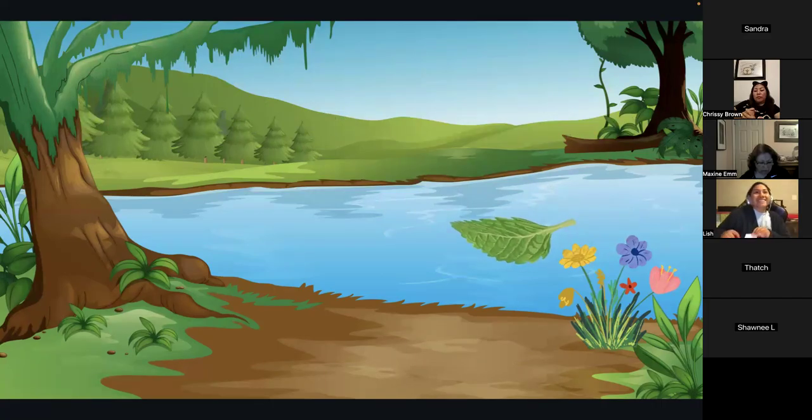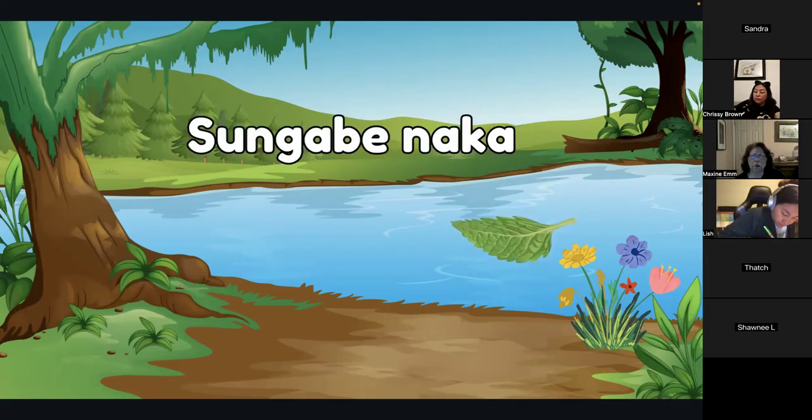All right, let's learn a new word. You see, in the middle of the lake is a leaf. For leaf, you can say sungavi naka, which means tree leaf. Sungavi naka. Okay, so in this case, sungavi naka kavanina de namu nahupani. The leaf is floating in the lake, in the middle of the lake.